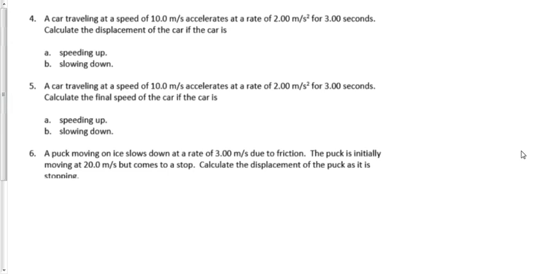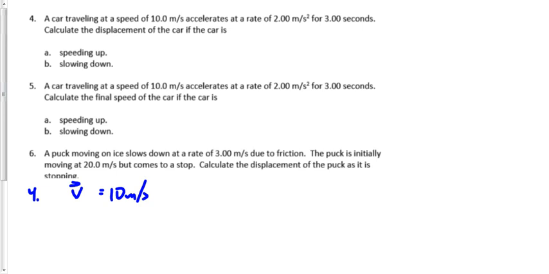There we go. Okay, so question number 4 says a car traveling at a speed of 10 meters per second accelerates at 2 meters per second squared for 3 seconds. What's the displacement of the car if it's speeding up or if it's slowing down? Well, look, in question number 4, we know that some V is 10 meters per second.